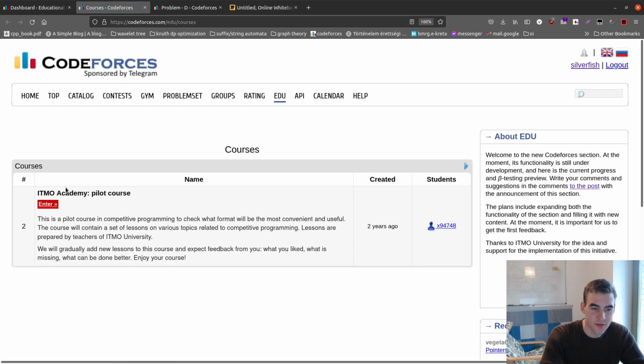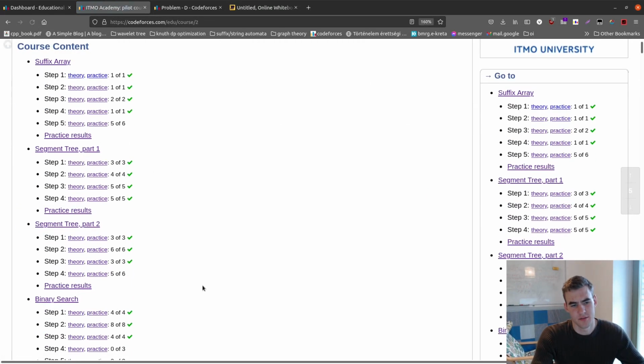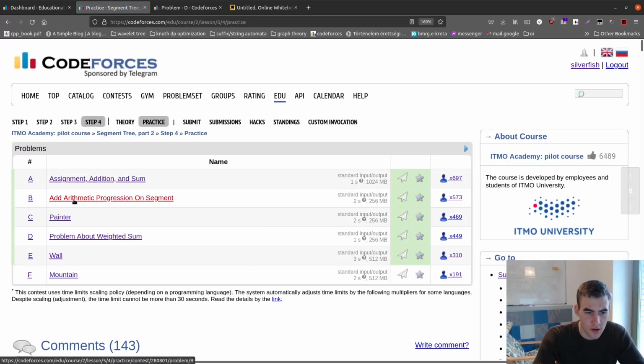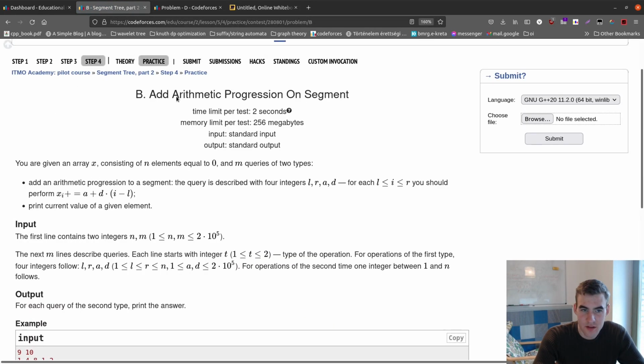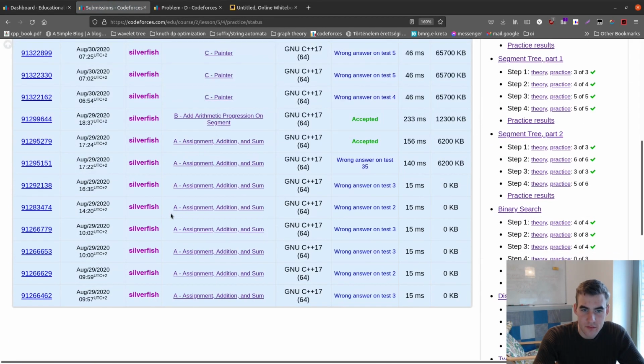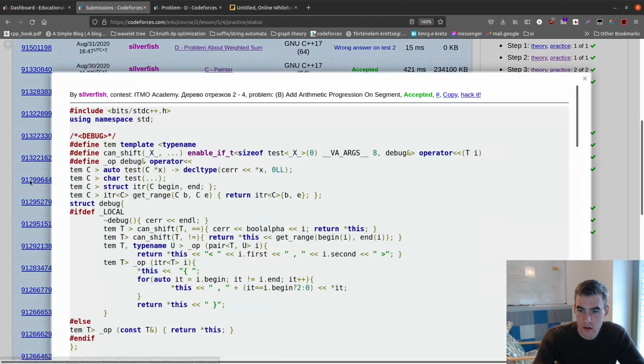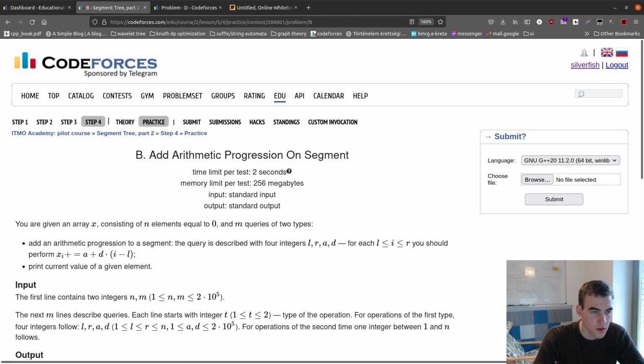This is the point where I don't think I'm gonna code it. I'll just take some of my old code. I think that's fair. I mean, that's not cheating. I just don't really know how I would code it right now. Arithmetic progression on segment. Let's do submissions. What's the problem? I'll figure it out.